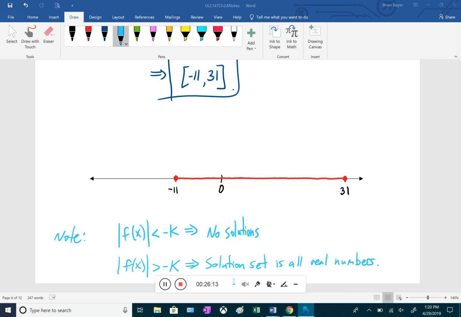And if we get that the absolute value of x is greater than a negative number, that means the solution set is all real numbers, because that will always be true. The absolute value of something is always going to be greater than a negative because it will never be negative. Okay, so those are just two things to look out for. We didn't really get into an example with them, but once you recognize it, you just skip to these answers and then you're done. Okay, so that's it for 2.6.